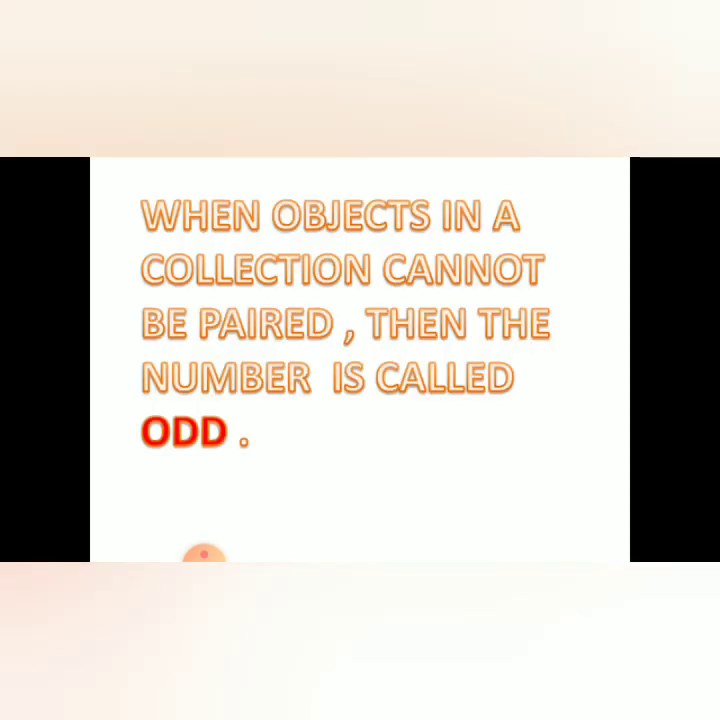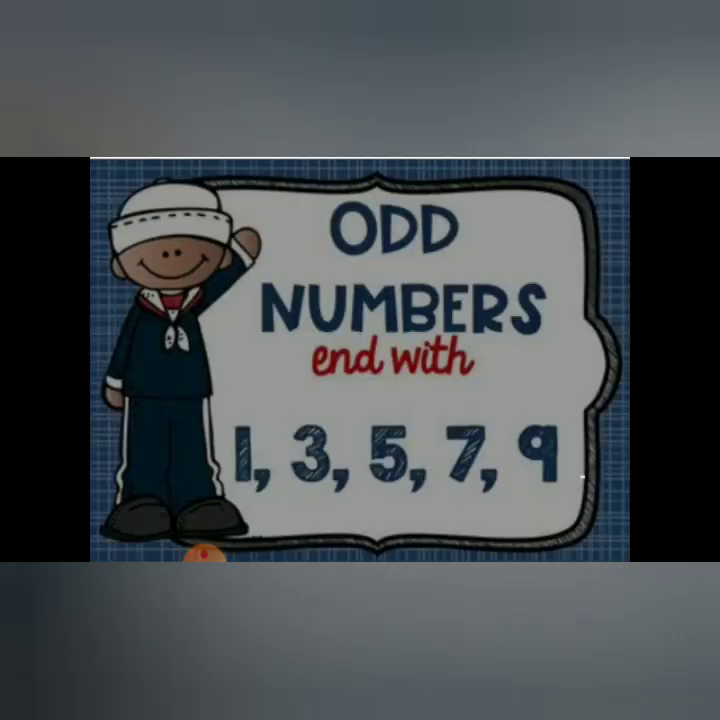What is an odd number, students? When objects in a collection cannot be paired, then the number is called an odd number. Odd numbers end with 1, 3, 5, 7 and 9. If you find these digits at the ones place, then they are known as odd numbers.